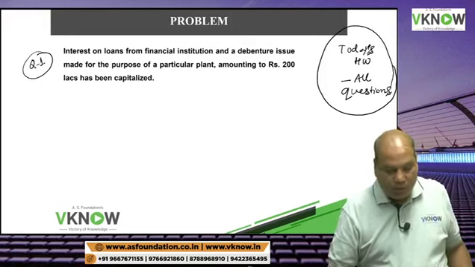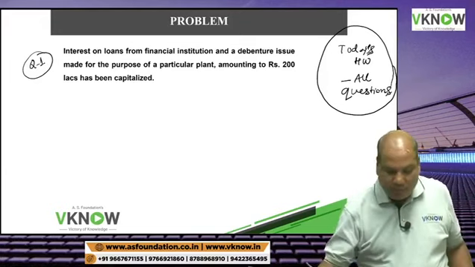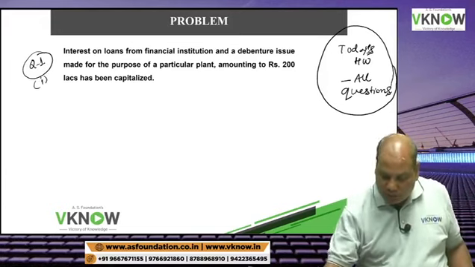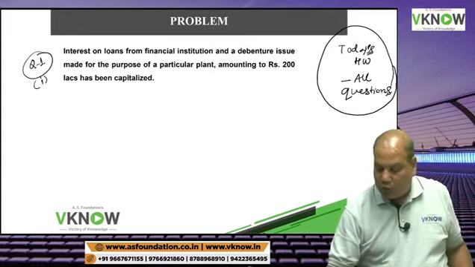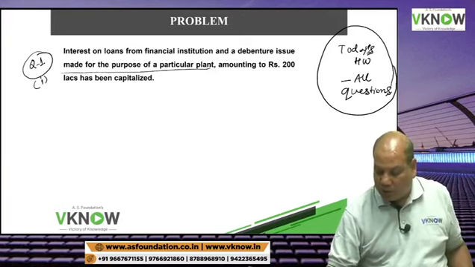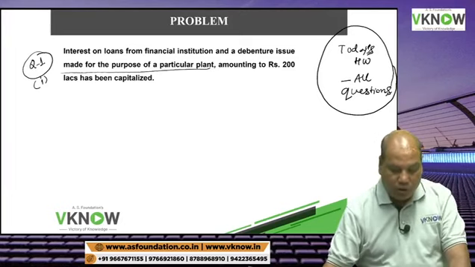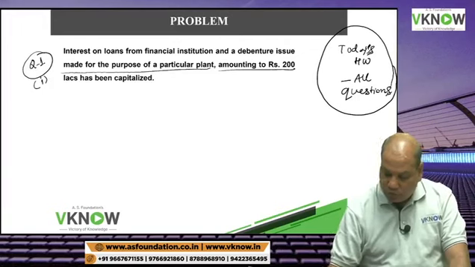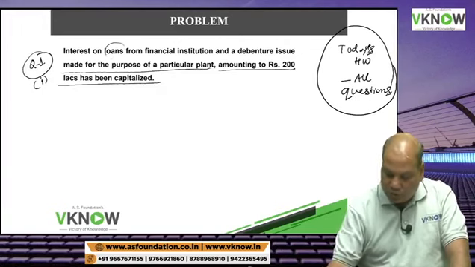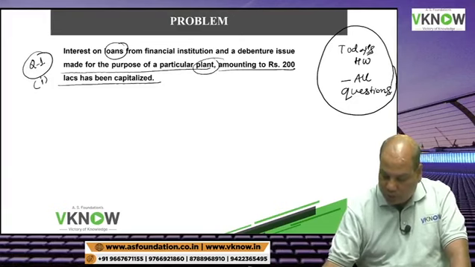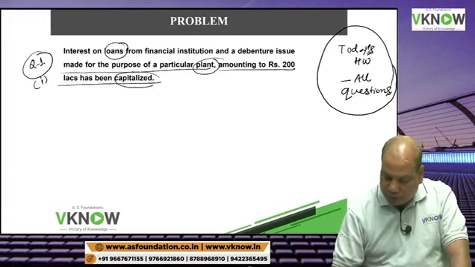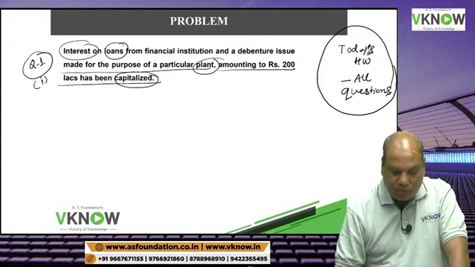So question number 1, part 1: interest on loan from a financial institution and a debenture issue made for the purpose of a particular plant amounting to rupees 200 lakh has been capitalized. So this is a loan taken for a particular plant and the interest is capitalized. So whether the accounting policy is correct or not.